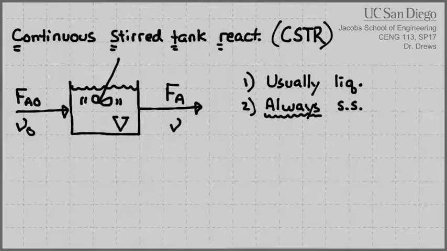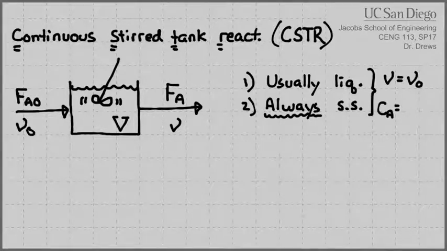Because we typically have these two assumptions, if you do have a liquid, then the volumetric flow rate going out is the same as the volumetric flow rate going in. That leads to the simplification that we've seen previously: if you ever need to know the concentration of stuff coming out, that's the molar flow rate of that stuff coming out divided by the volumetric flow rate of that stuff coming out, if it's a liquid. Most of the time with a CSTR, it's a liquid. Not a bad assumption.